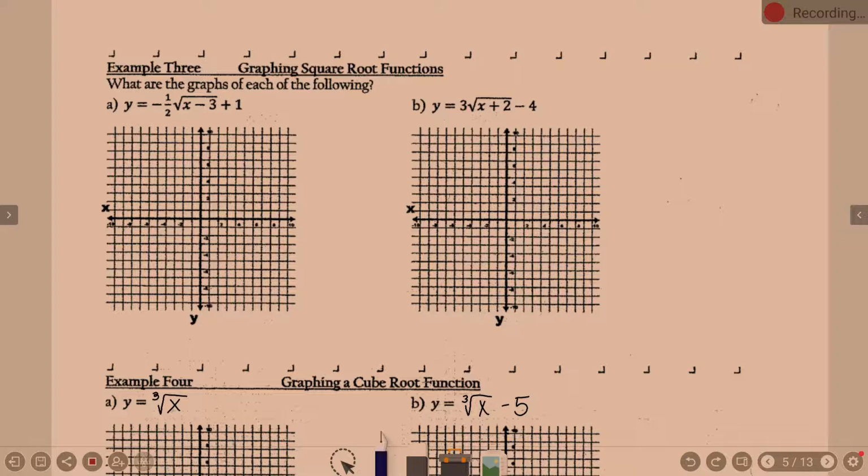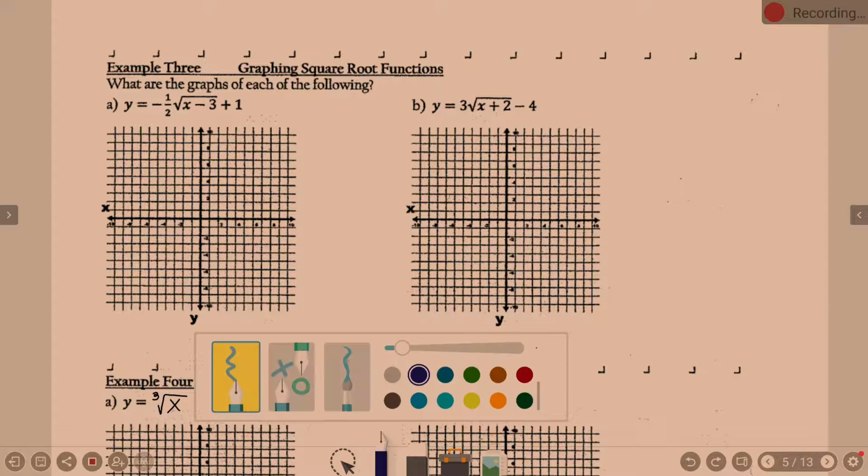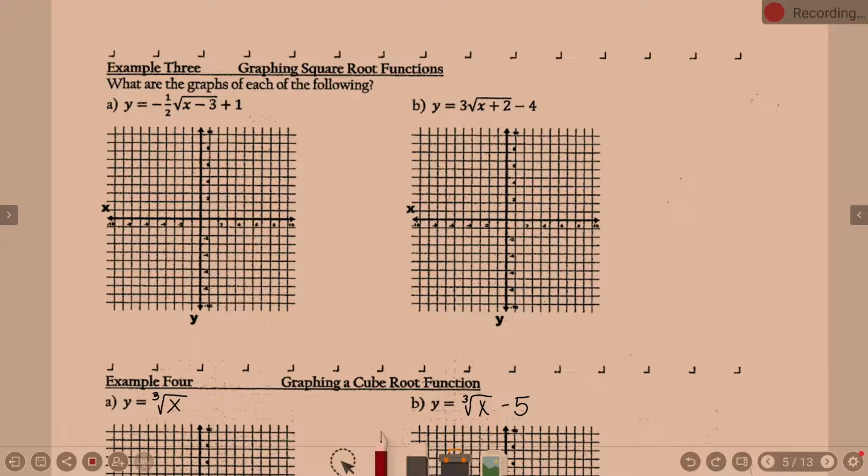Okay, so first thing I want to do, let's dissect this. It's not science, but we're going to dissect this, okay? Pick a piece on this example A, and what does this piece mean? What does it tell me to do to the graph?